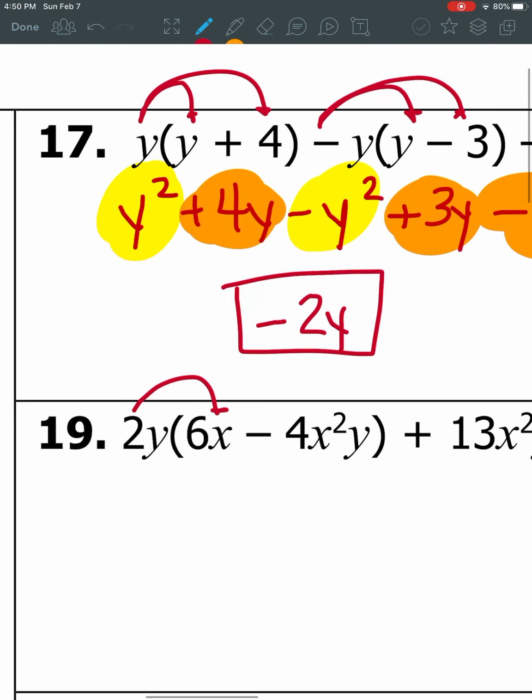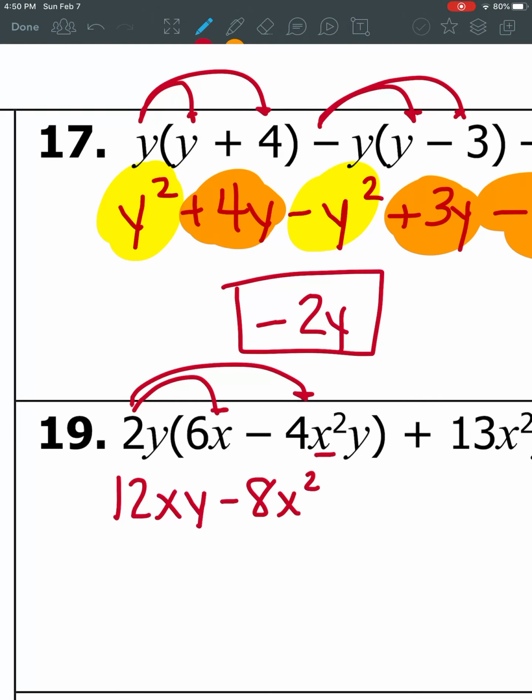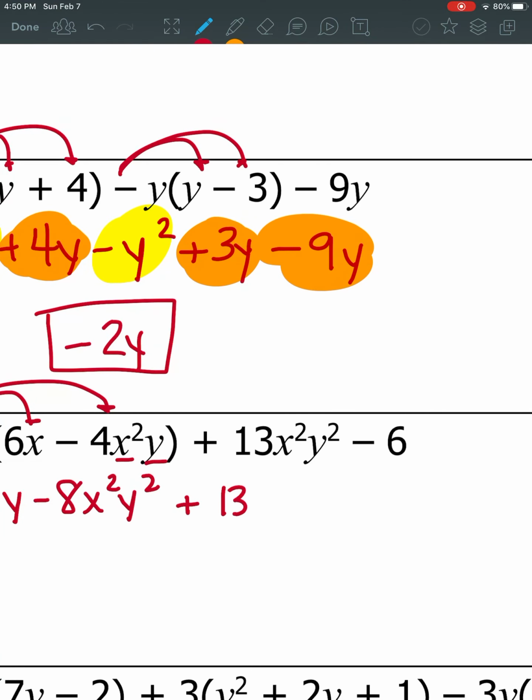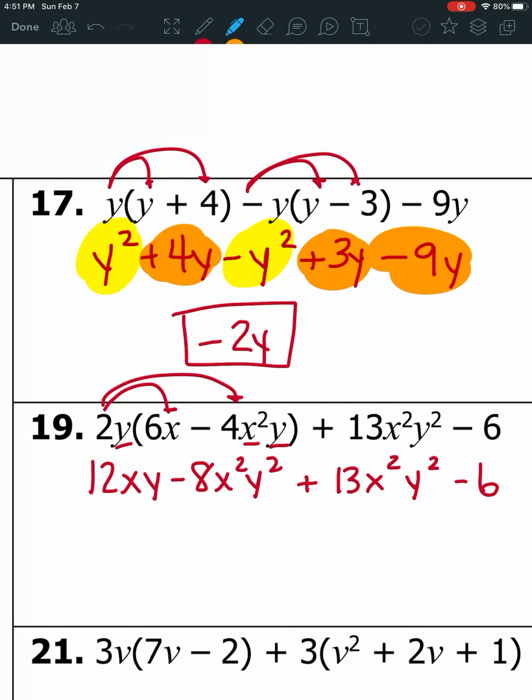Be careful. Now we have multiple variables, so we'll do 2 times 6. The x comes before the y, then 2 times negative 4. X squared is there, and then we have y times y, so it's going to be y squared. And then everything else on the outside, I'm going to keep as is, and now let's see what we can combine. Highest power is this x squared, y squared. We have a negative 8, and we have a plus 13. Those both have x squared, y squared on them. They have the same variables, same powers. So negative 8 plus 13, we get 5x squared, y squared.